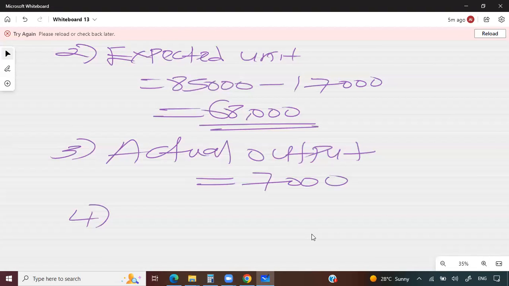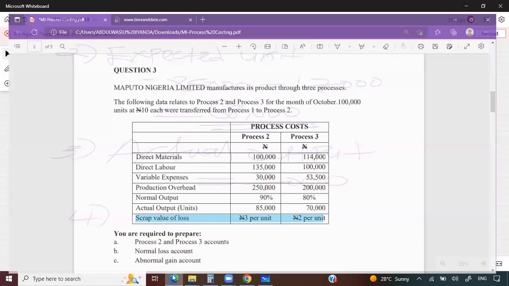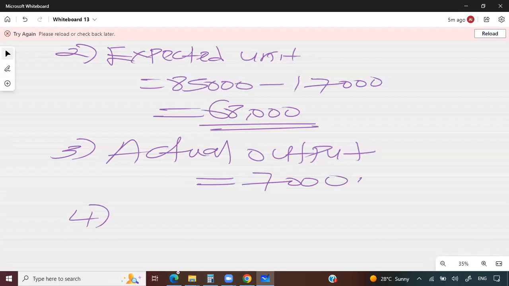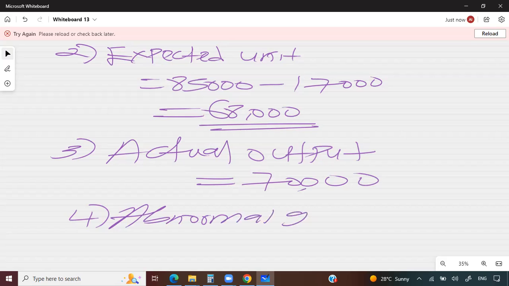So this is our actual now. Our actual is 70,000 units. So that means we have an abnormal gain of 2.